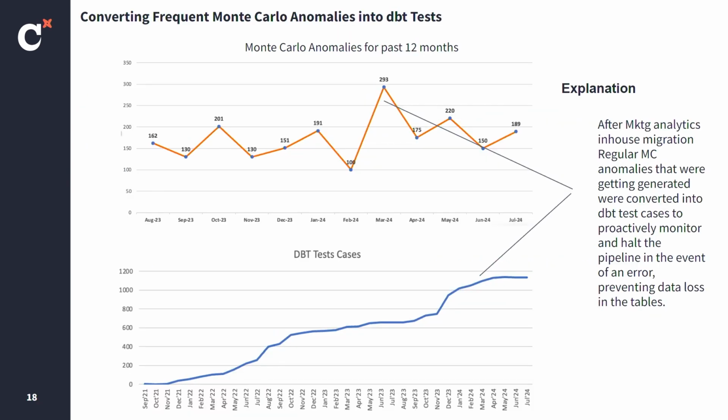There's a next interesting graph I wanted to show you. Remember when I said that I converted Monte Carlo anomalies into DBT test cases? This is exactly the live graph. When you see that steep rise in the Monte Carlo anomalies, that was when we brought in the marketing media platform in-house. The data is new. We had no idea what the data was all about. We never worked with this data before, and we were seeing anomalies. And we were like, OK, we have to do something about it.